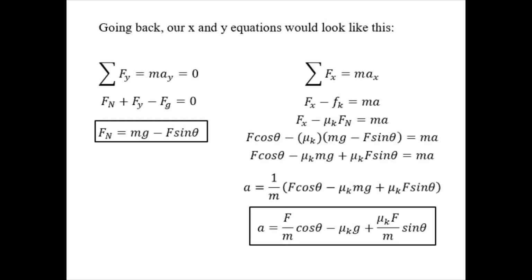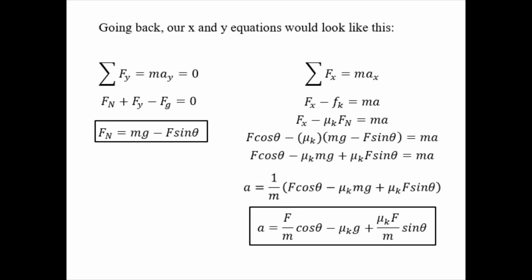So going back, our x and y equations would have looked like this. Without putting any numbers in, we would have just had F sub N equals mg minus F sine theta, not knowing what the F value is and not knowing what the mass of the block is. Our x equation would have looked pretty similar to what we had. It's just that instead of putting in numbers for F, the weight, the value for m, and the value for mu, we just have them as variables right here.